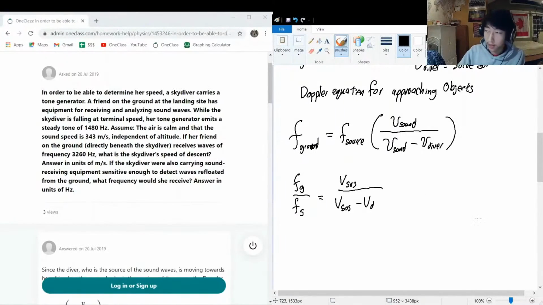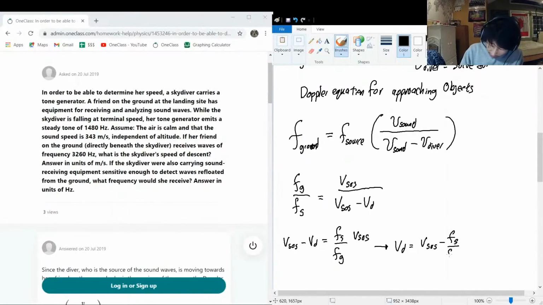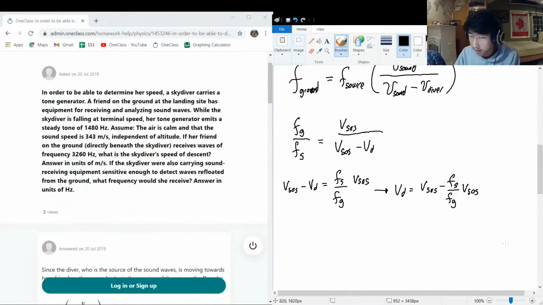And we can put the reciprocal of FG, FS to the other side. So we're going to have VSOS minus VD is equal to FS over FG, VSOS. And now to isolate VD, we will do VSOS minus FS over FG, VSOS. And then we can factor out the VSOS from the right side. So we can have VD is equal to VSOS multiplied by 1 minus FS over FG.